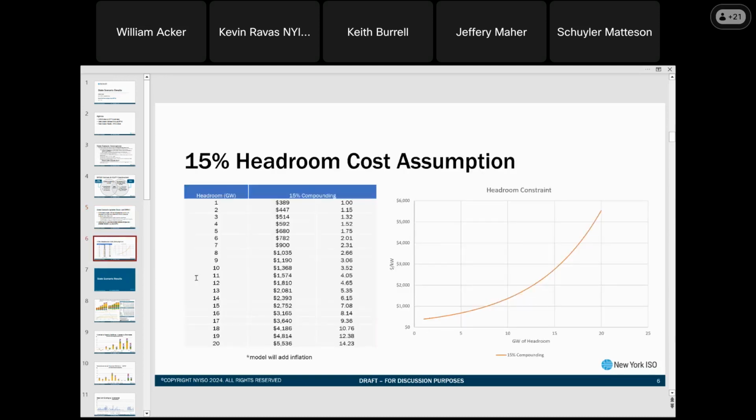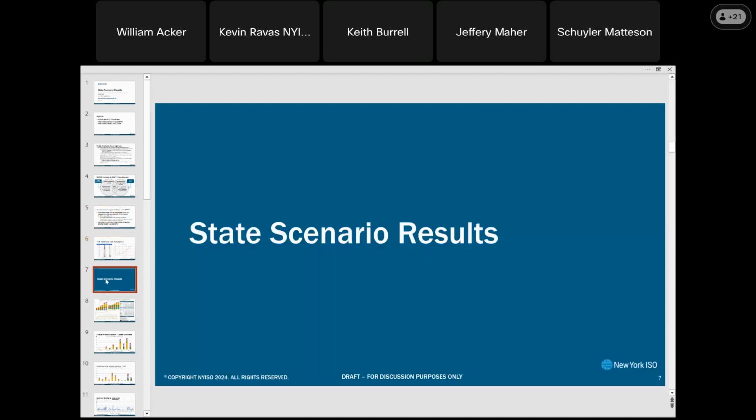And then finally, just to show this visually, this is what the 15% headroom cost curve looks like. Again, this is implemented on a zonal basis, and as the headroom is added within a zone, there is an increase in cost. So with that, I can start to get into the official results here.